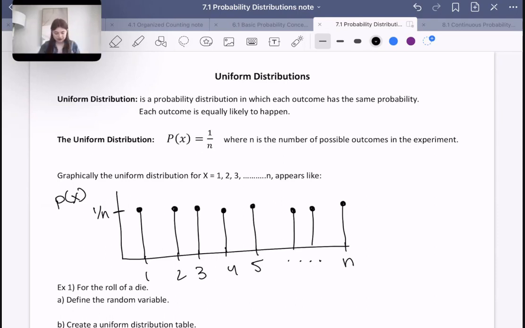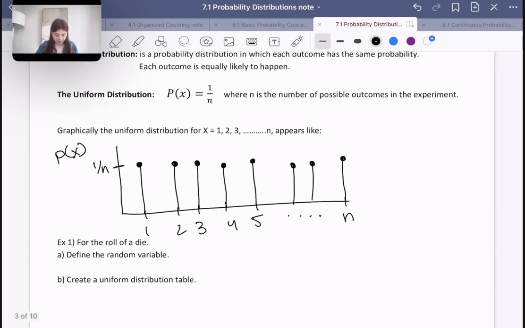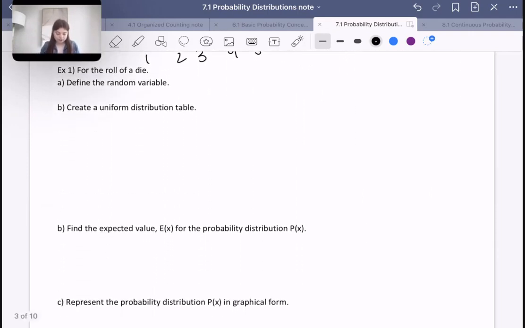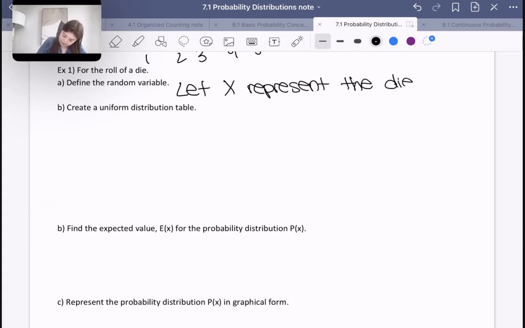Speaking of die rolling, example 1 says, for the roll of a die, define the random variable. What we would do to define that is let x represent the value on the die, because the values on the die all have an equal chance, an equal probability of happening. So we're going to let x represent the die value, whether it's 1, 2, 3, 4, 5, or 6.